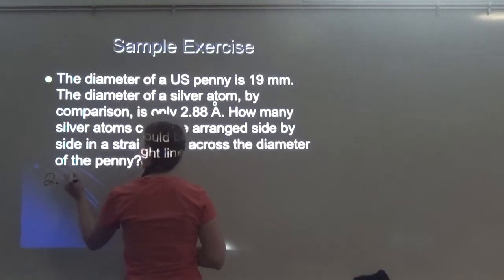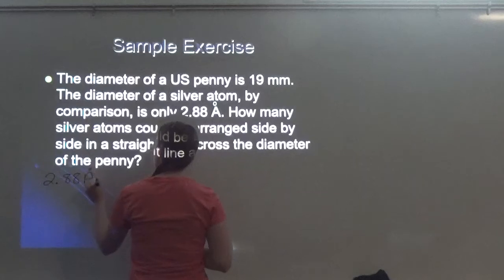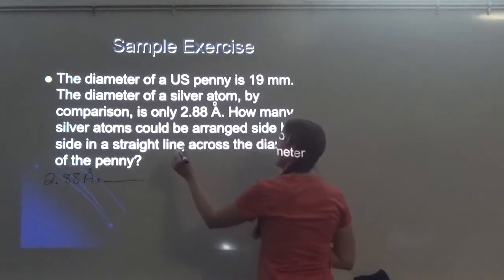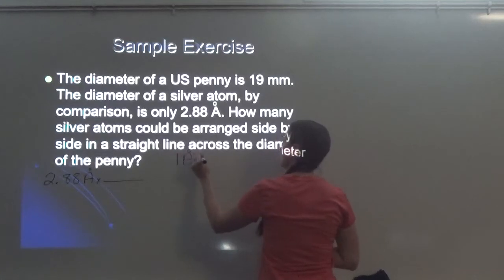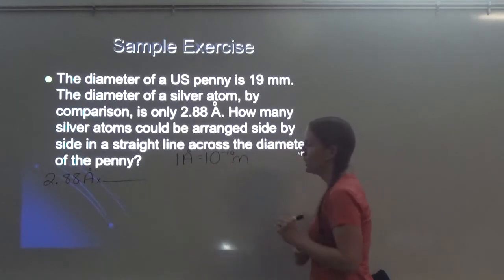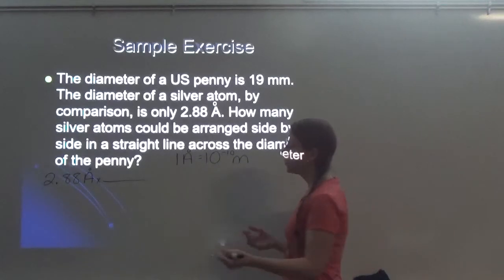So I'm going to do 2.88 angstrom. And if you remember from the other slide, I told you that 1 angstrom is 10 to the negative 10 meters. So I follow my golden rule.